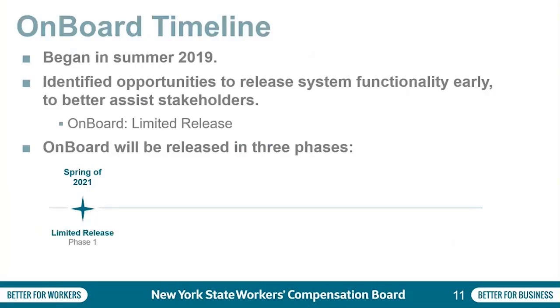This multi-year project initially began in the summer of 2019, with the full system being available in mid-2023. But we identified opportunities to implement some early process improvements and functionality sooner in what we are referring to as OnBoard Limited Release, which I'll provide more details on in a few slides. OnBoard Limited Release is scheduled for release during the spring of 2021. In mid-2021, Phase 2 will be available, which includes eClaims EDI 3.1.